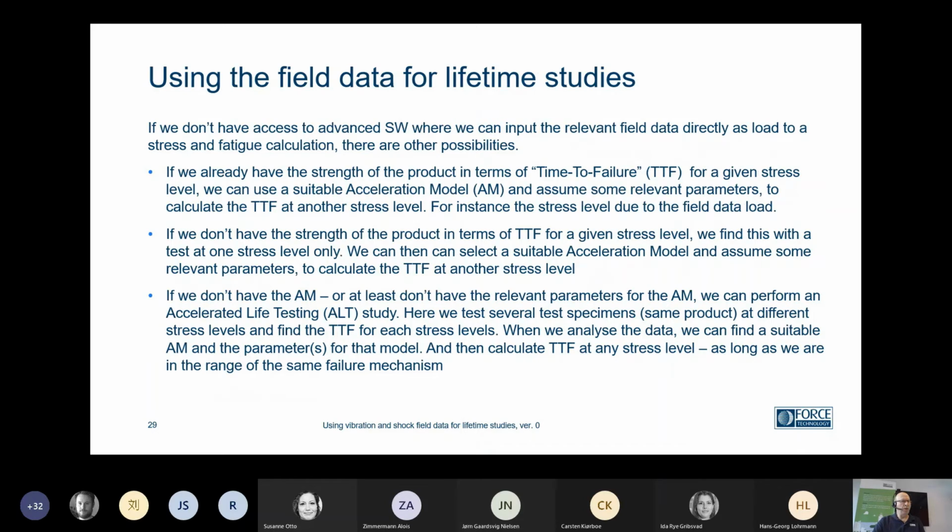And then we test several specimens, the same product but different samples at different stress levels, and then we find time to failure for each stress level. And when we analyze that, we can find a suitable acceleration model, and we can find the parameters for it, and then we can basically calculate time to failure at any stress level. But remember, we have to be in the range of the same failure mechanism. If we made a test at a certain level, we cannot extrapolate the values to very, very low vibration level or very, very high vibration level, because then we will change failure mechanism, and then the results are not valid anymore.